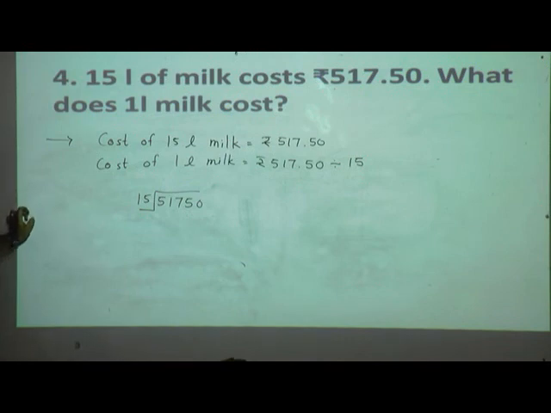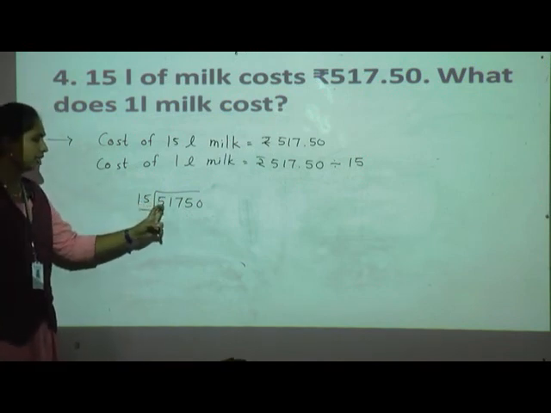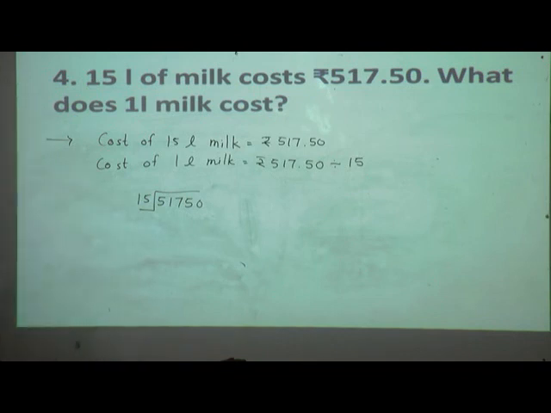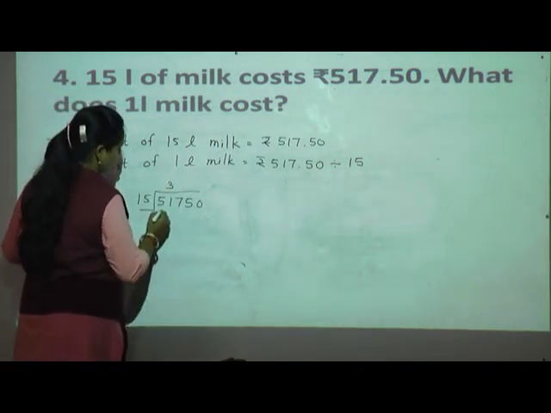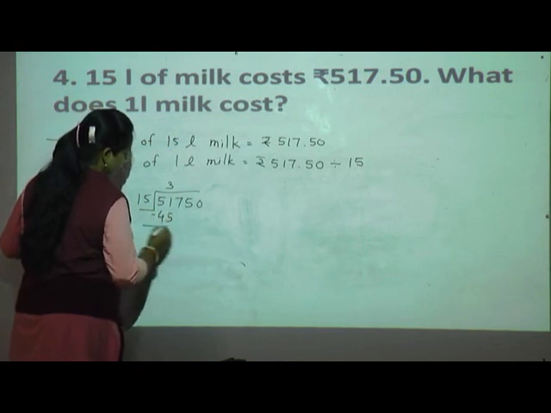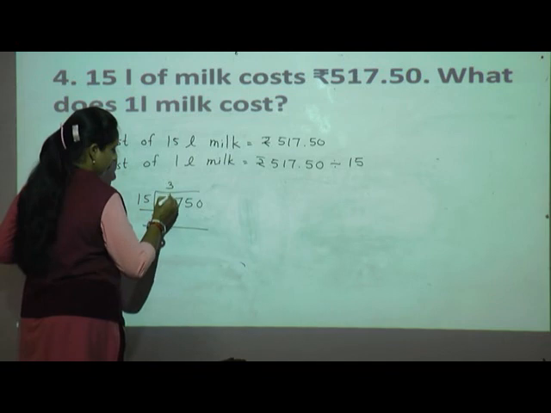15 table is very easy, so I will go with the 15 table. Is 50 there in the 15 table? No. Then what is less than that? 15 3s are 45, because 15 4s are 60. 15 3s are 45. We have to subtract, 1 minus 5. We can't do that. Cut the 1, write it as it is.